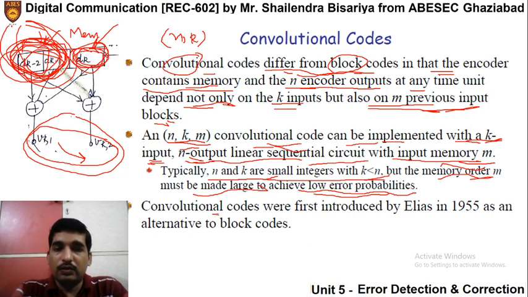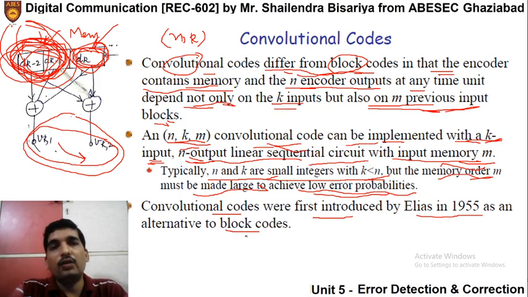Just to introduce, convolutional codes were first introduced by Elias in 1955 as an alternative to block codes. Now they are used widely for the purpose of error correction, whether single error correction or burst error correction.